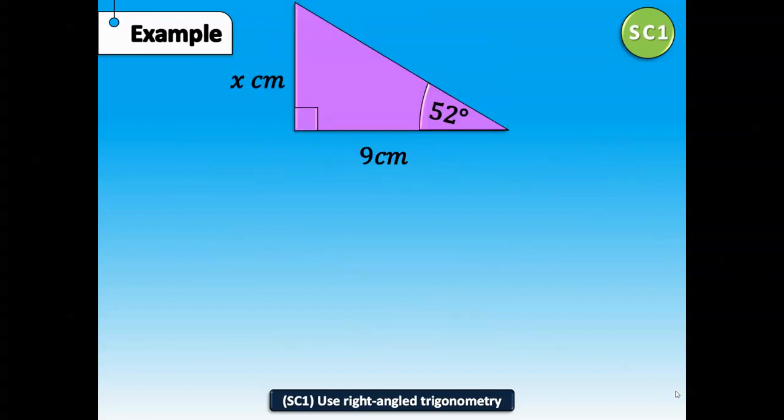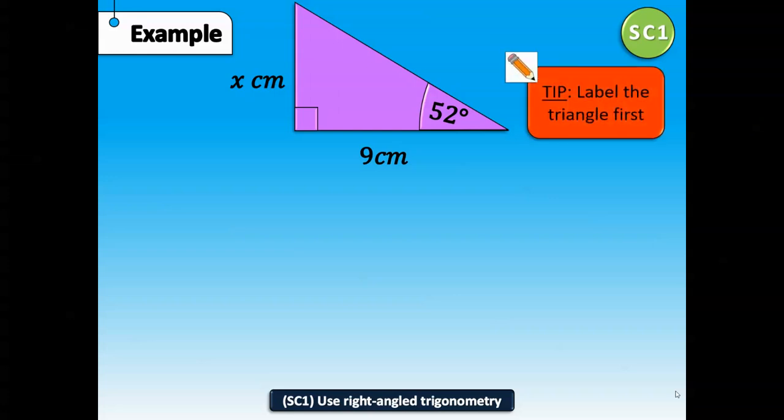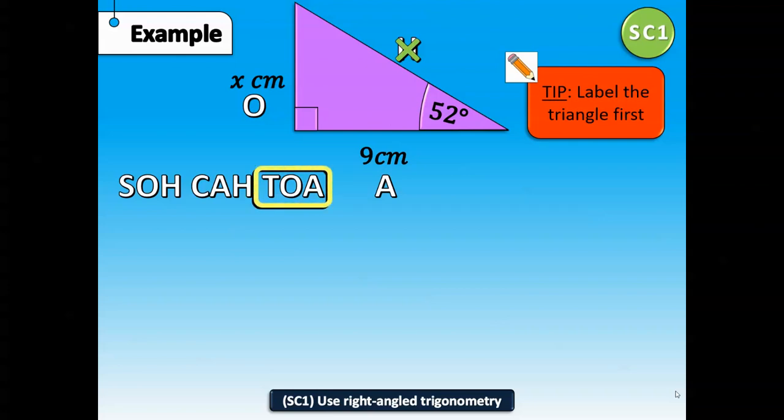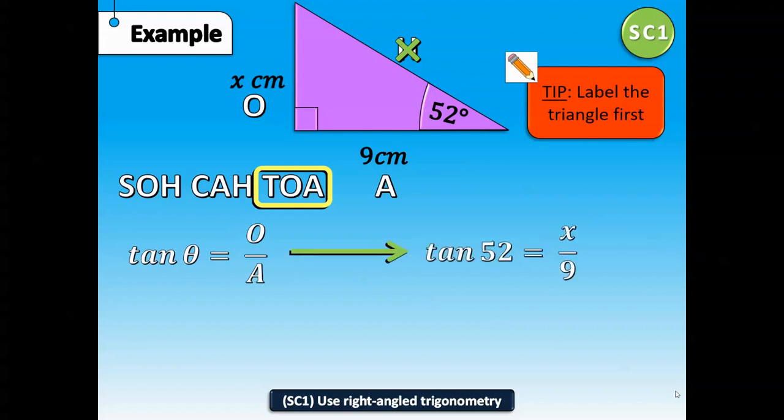So for example, if we want to find the side labelled x of this right-angled triangle, we label the right-angled triangle first. So there's H, there's O, and there's A. We then think about SOHCAHTOA, and I'm trying to find the opposite, and I'm given the adjacent. So that's O and A. So O and A would be TOA. So that means I use tan. But I can say tan 52 equals x over 9. Make sure we get them the right way round, so it's opposite over adjacent.